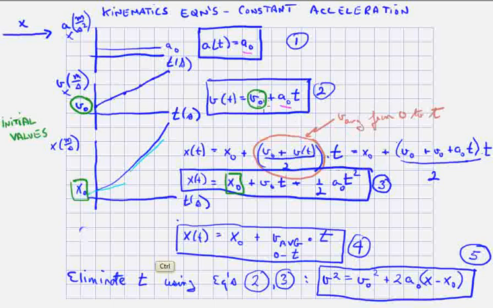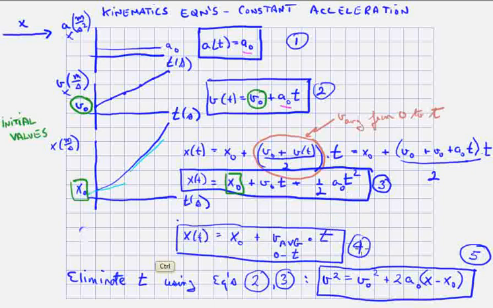So plugging v of t in here, that becomes x naught plus v naught plus v naught plus a naught t, all divided by 2, times t, and that simplifies to x of t equals x naught plus v naught t plus 1/2 a naught t squared. So this is equation 1, equation 2, equation 3. Equation 4, which I implicitly use to get equation 3, is if you just want to think about average velocity, the position as a function of t is equal to the initial position plus the average velocity from 0 to t times the time period.